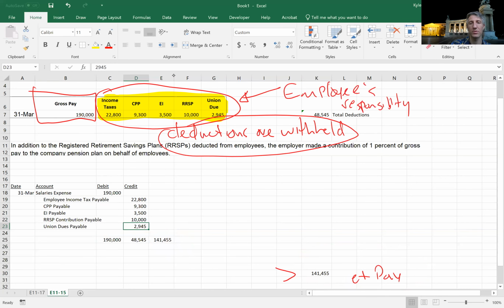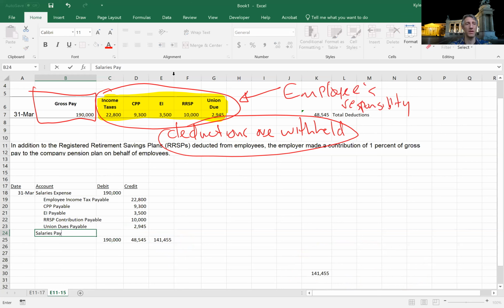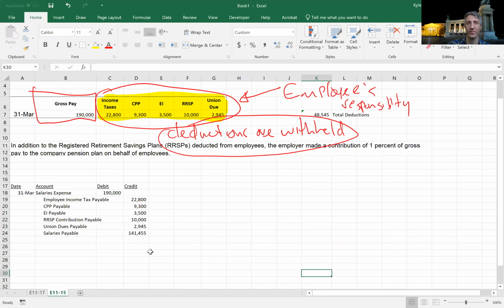So what we have to do is recognize another liability. The liability is going to be salaries payable. It's going to be 141,455, and now our journal entry balances, debits equal credits. Everyone's happy. Okay, so this is only one of what will be 3 journal entries in this problem.